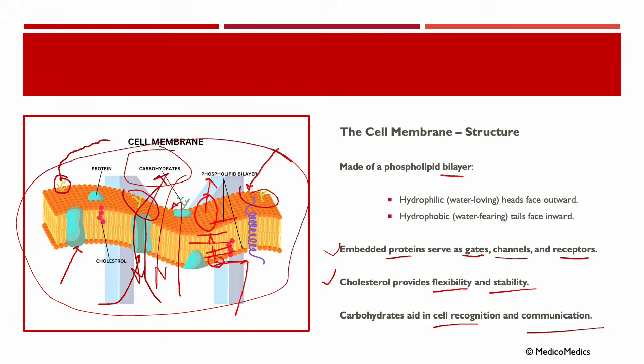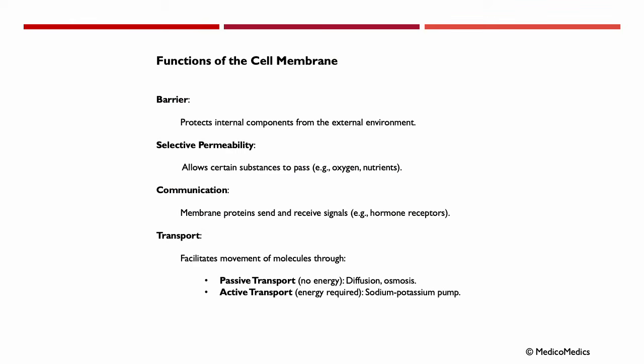Now, the structure of the membrane defines how it functions. So let's examine these functions further. So we have a barrier which protects the internal components of the cell from the external environment. There is selective permeability, meaning we allow certain substances to pass, like oxygen and nutrients. But as the name goes, it's selective. We have communication, so membrane proteins send and receive signals, for example, hormone receptors.